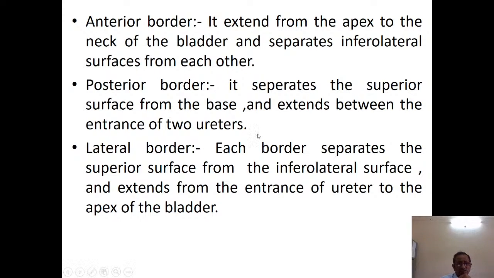Posterior border. It separates the superior surface from the base and extends between the entrance of the two ureters. Lateral border. Each border separates the superior surface from the inferior lateral surface and extends from the entrance of the ureter to the apex of the bladder.